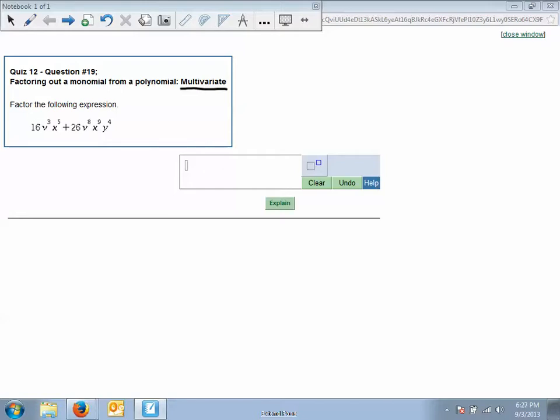That means we want to find something that we can divide out of both of the terms in this polynomial. So if we're looking here, we have 16v to the third x to the fifth plus 26v to the eighth x to the ninth y to the fourth. So we're looking to see what we can divide out of both of these terms. We have to be able to divide it out of both of them.